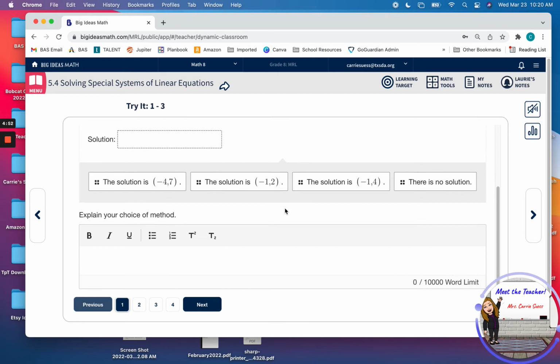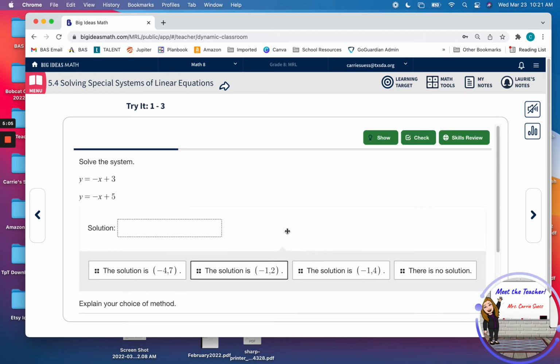I'll explain the choice of method. I recognized they are parallel lines and would never cross. This is the method you chose. I can't spell. Parallel. Might be one R. How do you spell recognize? R-E-C-O-G-N-I-Z-E. Wow, I have to write it.